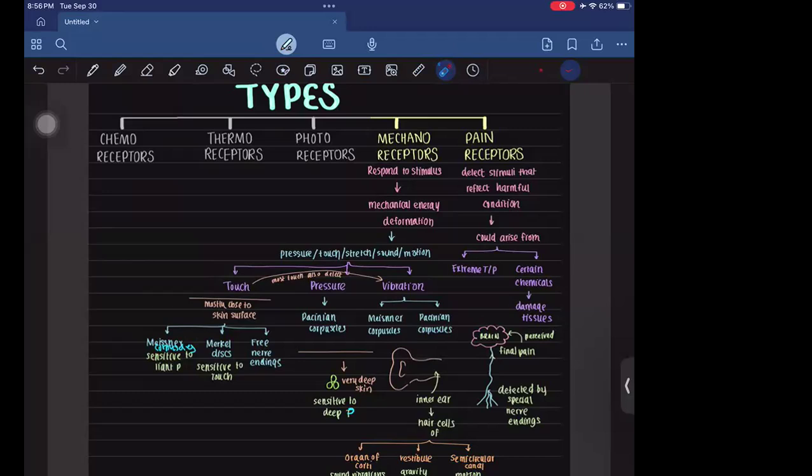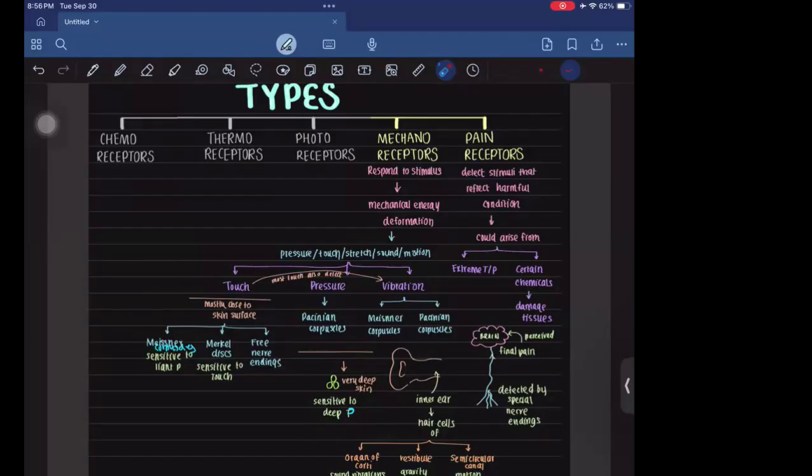That is why they are classified under touch receptors. On the other hand, the Pacinian corpuscles are considered to be a pressure receptor because they are present in very deep skin and they are sensitive to deep pressure which is generated in the deep skin. So these are the first two types of mechanoreceptors: touch receptors and pressure receptors.